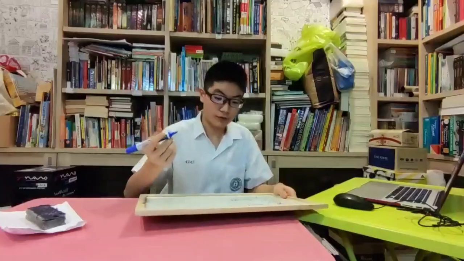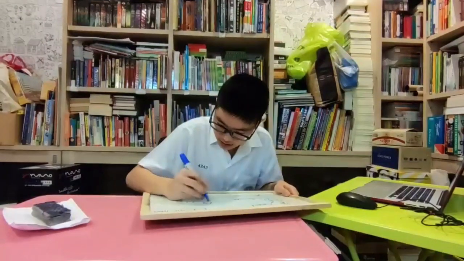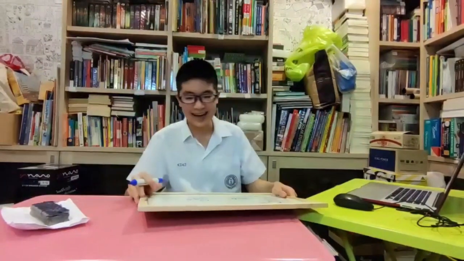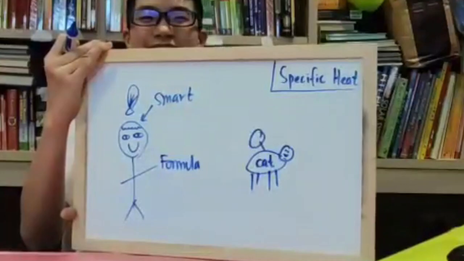That's called specific heat. So some smart people with their huge brains thought, hey, what if we just made that into a formula? Everything works when you just use formulas to solve everything, right? The formula is Q, my cat, like this. What? Everyone knows it's Q equals MC delta T.